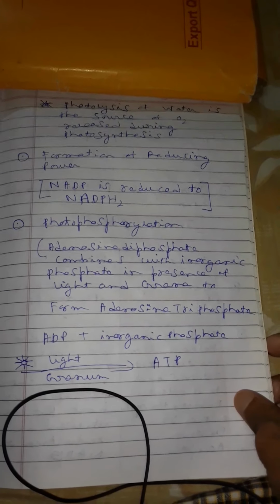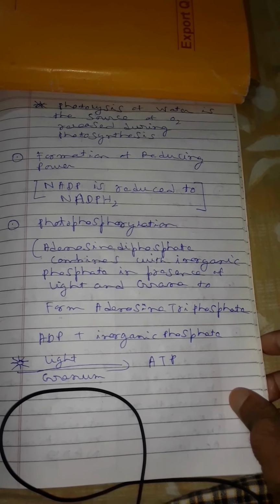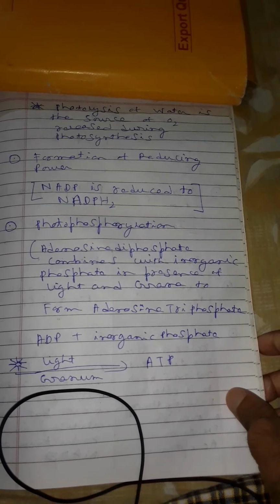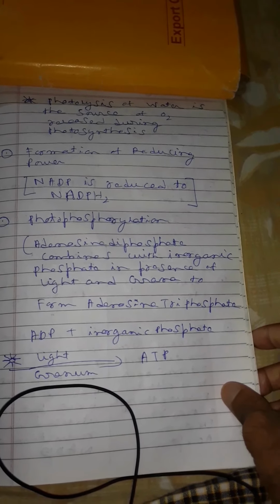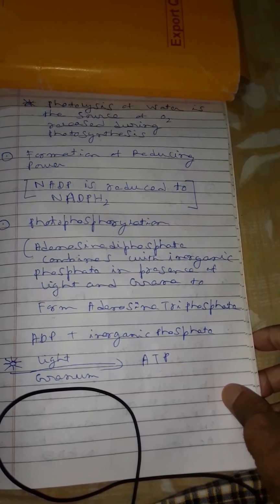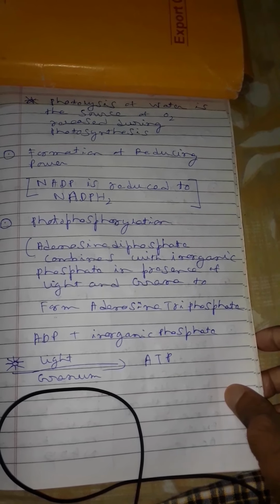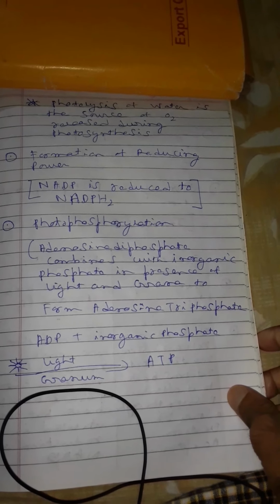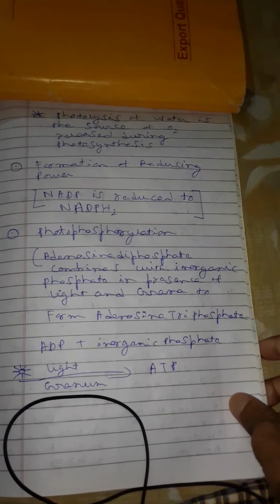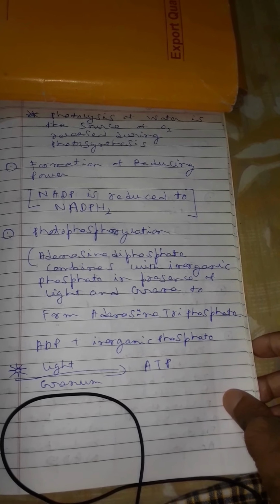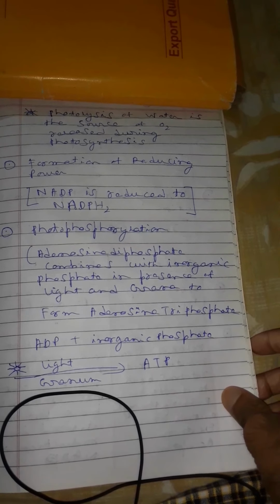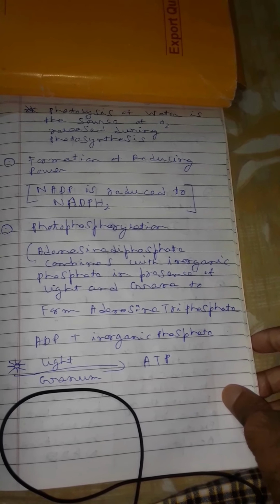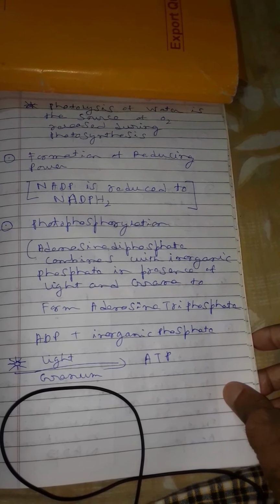Formation of reducing power is the third step. Here, nicotinamide adenine dinucleotide phosphate is reduced to NADPH2. The electrons that are released during non-cyclic photophosphorylation are utilized to form the reducing power. The hydrogen ion released during photolysis of water is captured by NADP to form the reducing power.